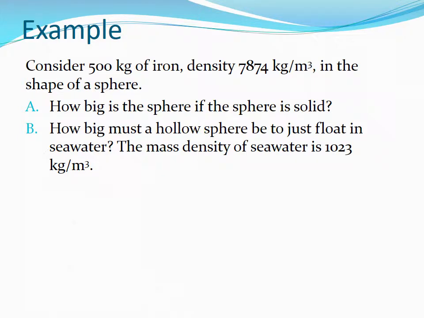Consider 500 kilograms of iron with a density of 7,874 kilograms per cubic meter in the shape of a sphere. A, how big is the sphere if the sphere is solid? And B, how big must a hollow sphere be to just float in seawater? The mass density of seawater is 1,023 kilograms per cubic meter.